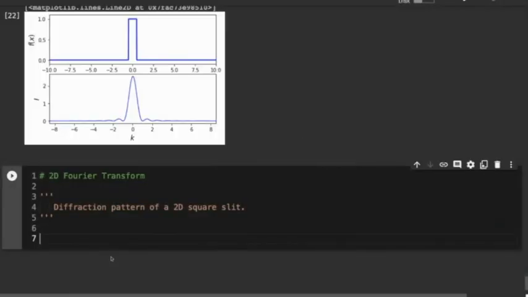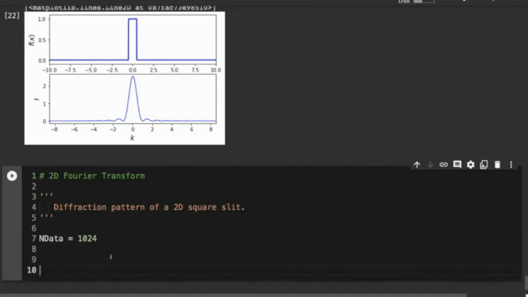So here, a 2D square slit I can define in the following way. First, I need some dimension. So let's say n data is 1024. So I will have a two-dimensional array which is n data by n data, and then I will have a slit which has a certain width.